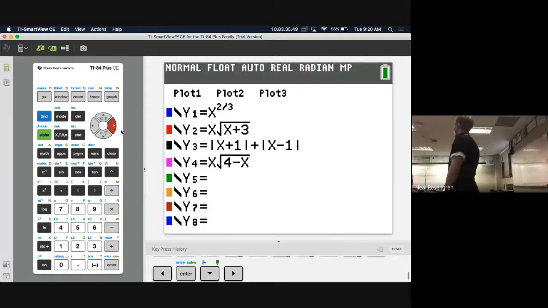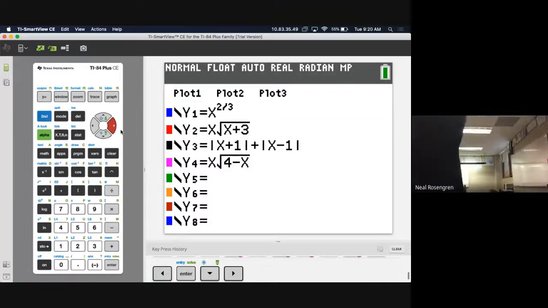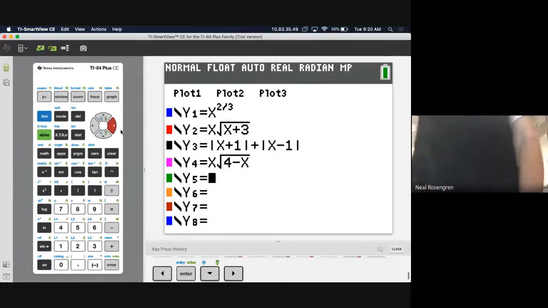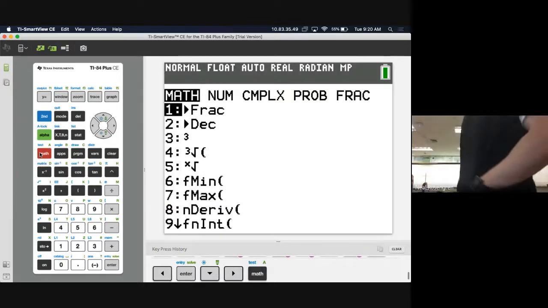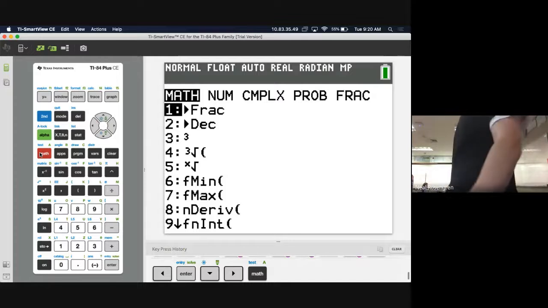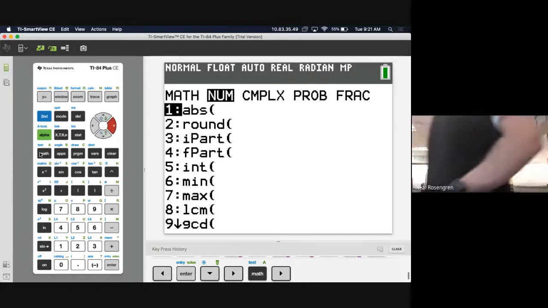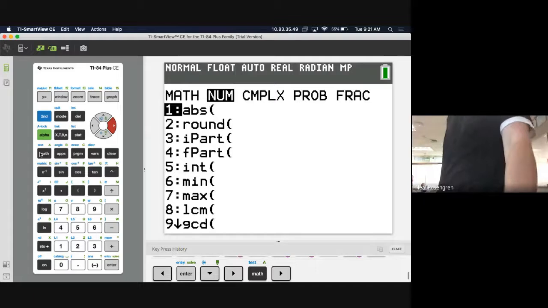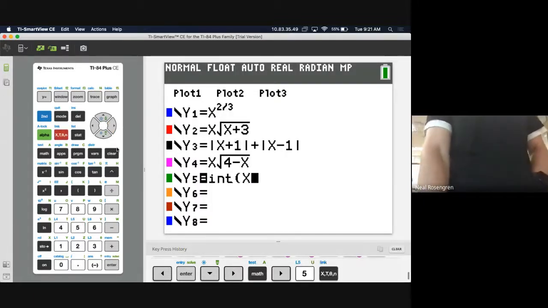Okay, so the greatest integer function, also known as the step function. It's obviously not going to be sitting here on the front because we don't use it very much. But the folder that we do use the most is going to be our math folder. So jump into math, go right there. And we're going to scroll over to number. So press the right arrow once. And there it is. Option number 5, int for integer, the greatest integer function. And I just want x, for now, just plain old x.